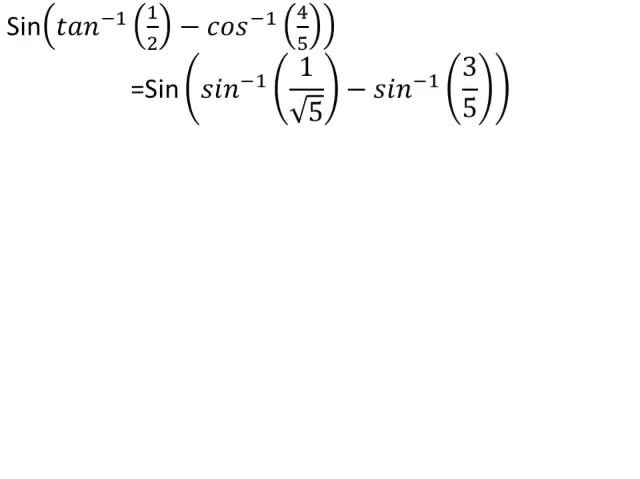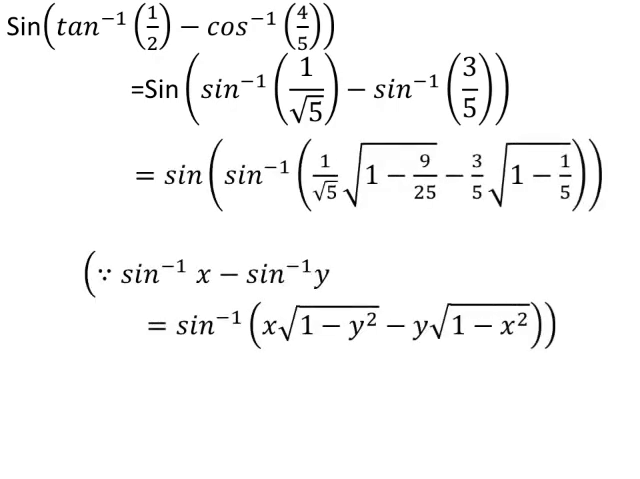Sin of tan inverse of 1 by 2 minus cos inverse of 4 by 5 is equal to sin of sin inverse 1 by root 5 minus sin inverse 3 by 5. So the values we have found out already, we are replacing here. Now we are applying the formula sin inverse x minus sin inverse y is equal to sin inverse of x into root of 1 minus y square minus y into root of 1 minus x square. So according to that formula, this is our x value and this is our y value.